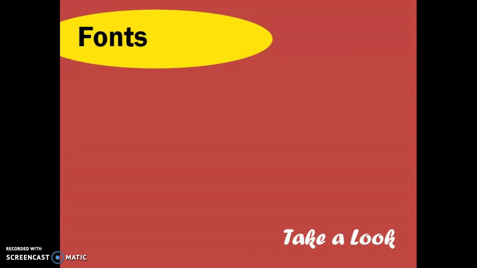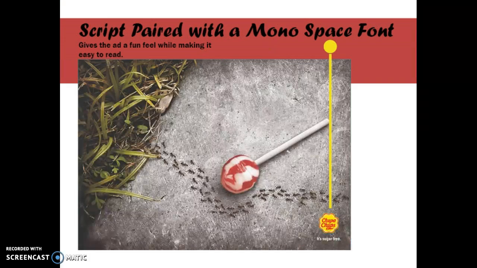The second thing that I want to take a look at is fonts. It's kind of small, but if you can tell, there is a pretty scripted font in the Chupa Chups logo. And then right underneath it, there is actually a monospace font. And it's pretty small, but it helps to balance things out because the script font is pretty elaborate. And so the monospace font makes things a little bit easier to read, which is nice. It creates a very nice, balanced feel to the advertisement in general.